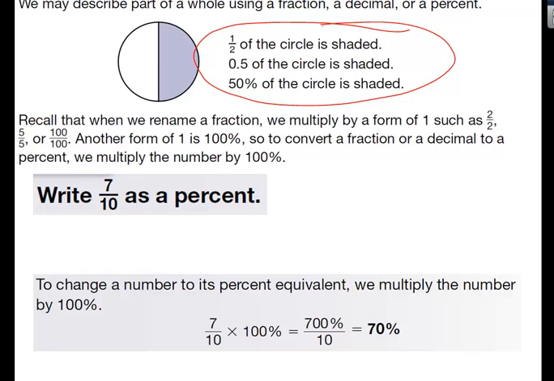So we can convert a fraction or a decimal to a percent by multiplying the numbers by 100%. So 7/10, when we multiply that by 100, we get 700 over 10. When we cancel out the zeros there, we're left with just 70. So 7/10 is equal to 70%.